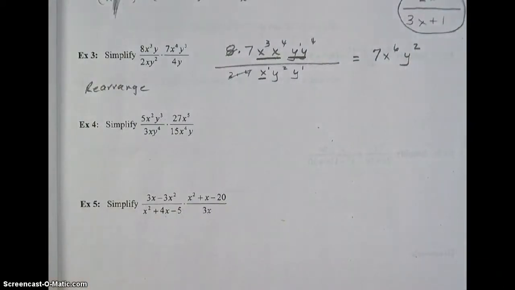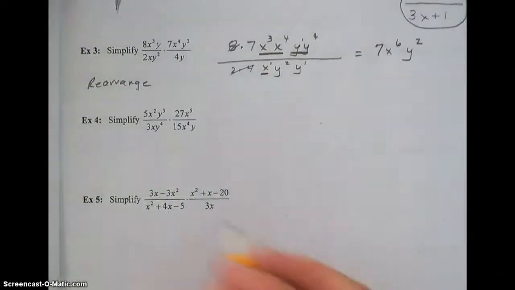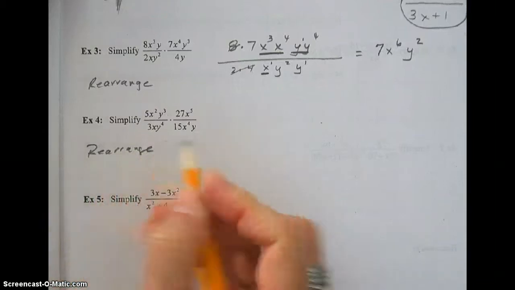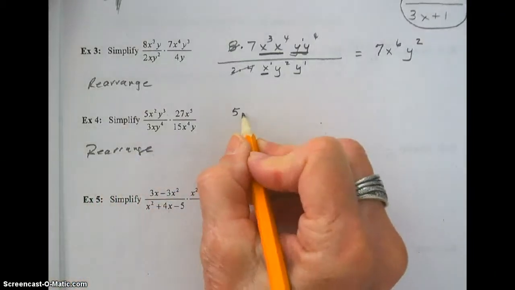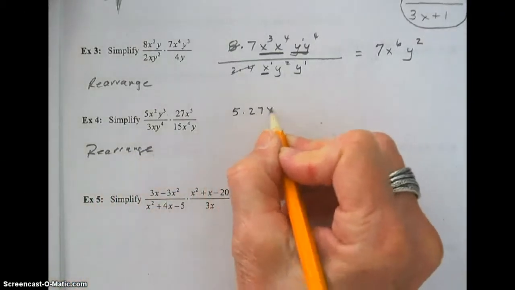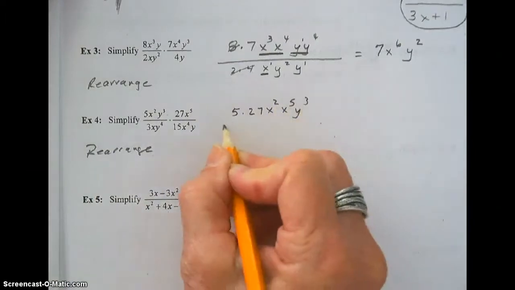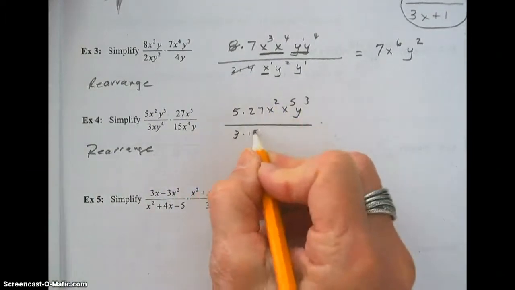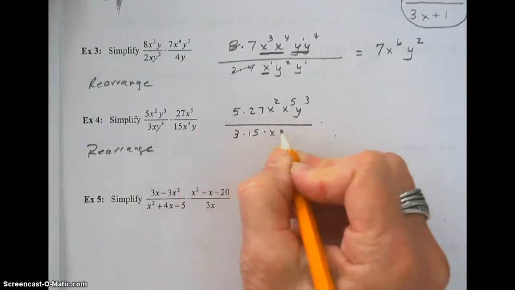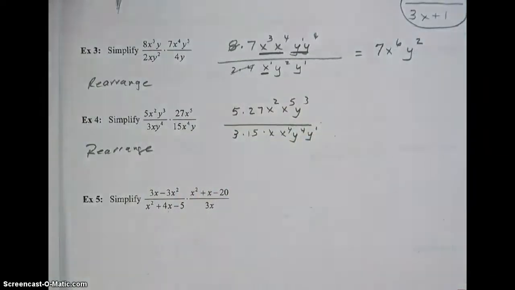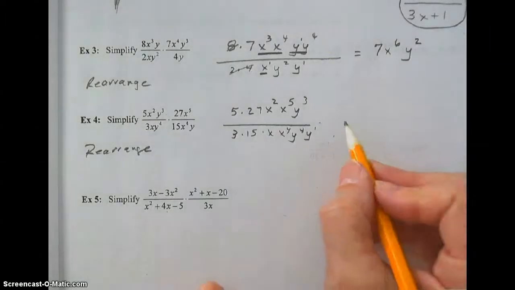So our rules are different, and again, why are they different? Because the problems look different. So in example 4, we rearrange. When I say rearrange, we put our numbers together, our variables together, and we try to simplify. So take care of numbers first.